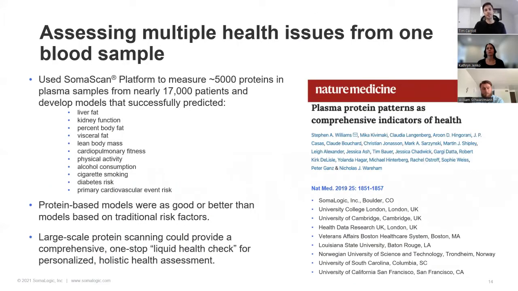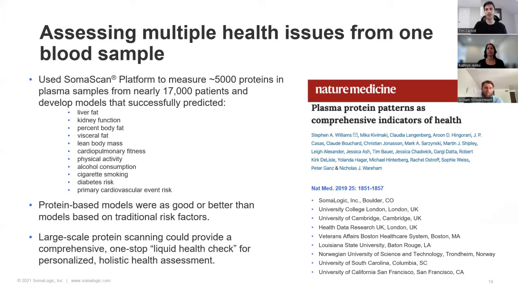For those that are interested in a little bit more detail on how the SomaSignal tests were developed, I included the publication from the 2019 Nature Journal of Medicine. In this study, 17,000 patients were assessed using our previous generation SomaScan 5K platform. The approximately 85 million protein measurements helped develop these 11 SomaSignal tests at the time. This proof of concept study demonstrated that using a large-scale proteomics platform coupled with machine learning can be used to develop clinically relevant health measurements.